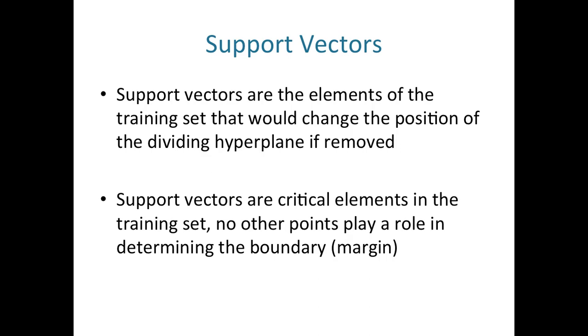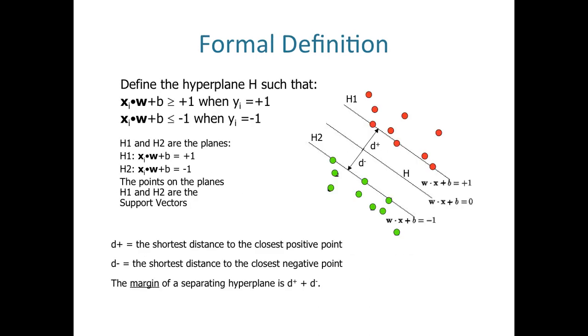So we can move any of the other samples around and nothing will happen. But if we move the support vectors, the hyperplane will also change position, and the boundary and the margin will also change. Let's look at it more formally, and let's frame the problem as I was saying before. Again, we have the red circles, we have the green circles, and we are looking for that hyperplane H that maximally separates the two types of samples.